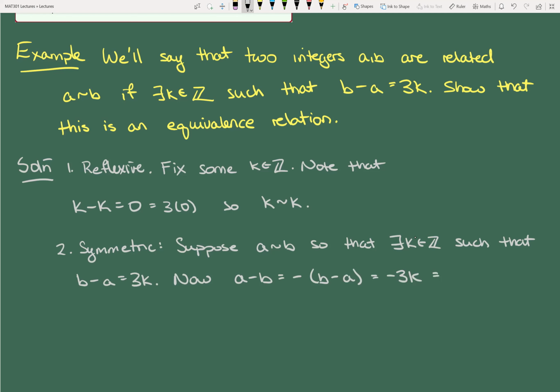And that's definitely an integer multiple of 3, right? So B is related to A like that. Okay, so that's reflexive and that's symmetric. The only thing we have left is transitive.